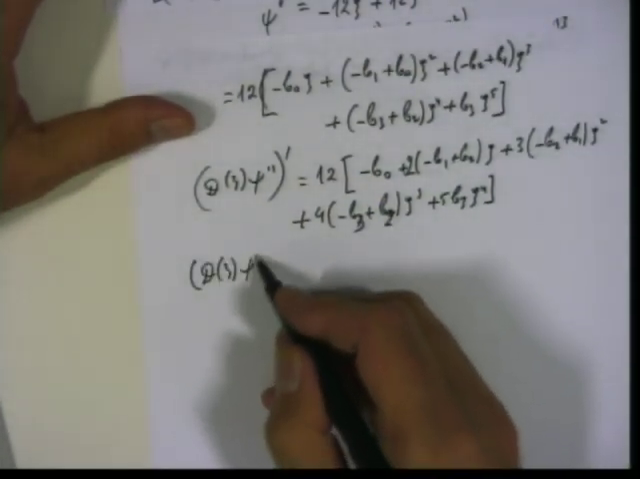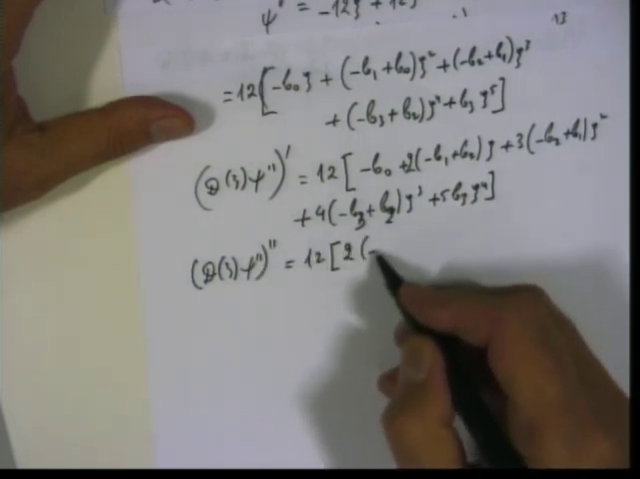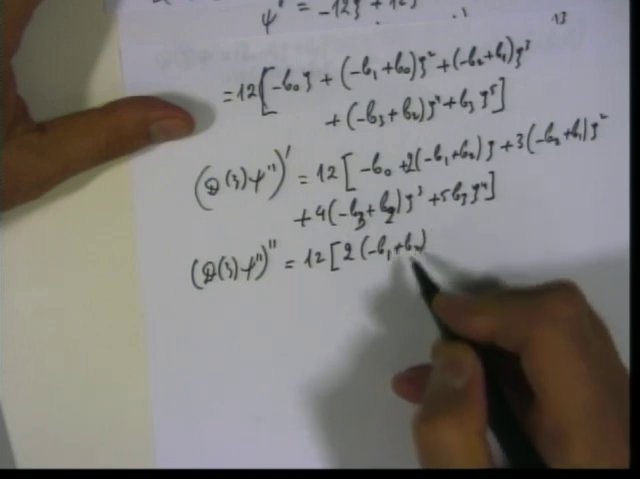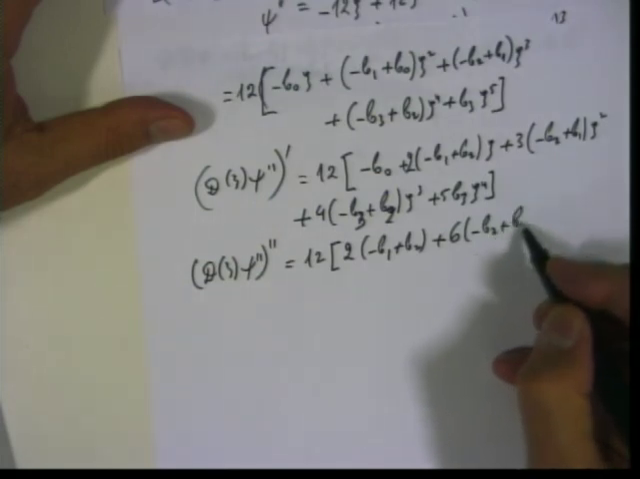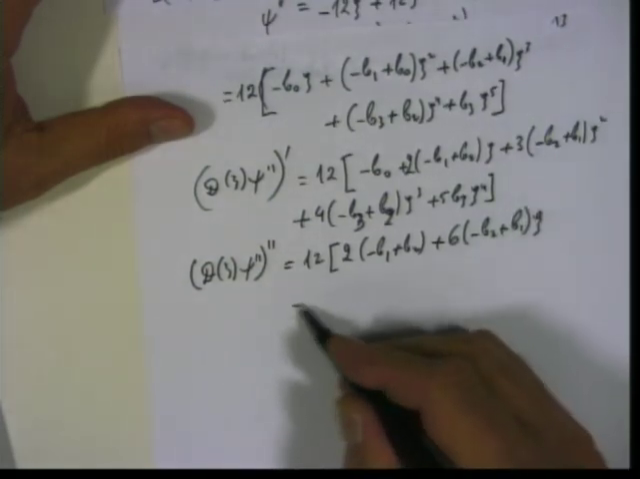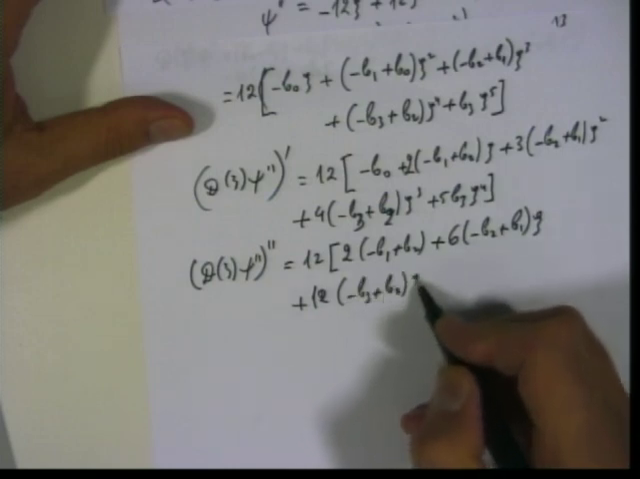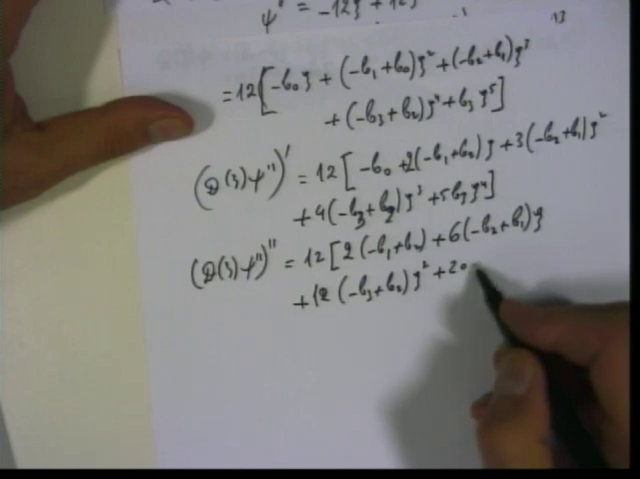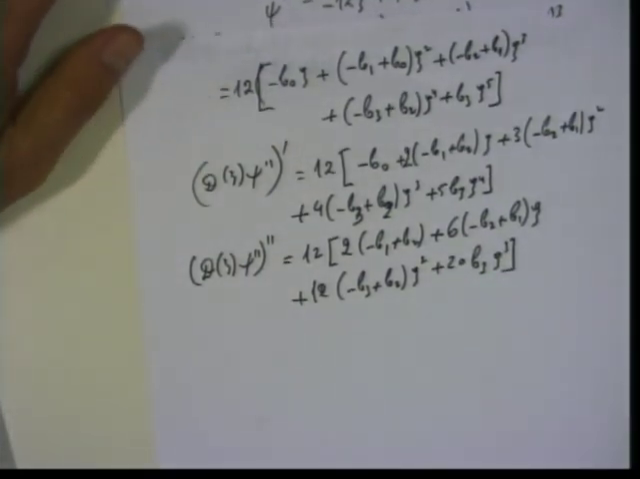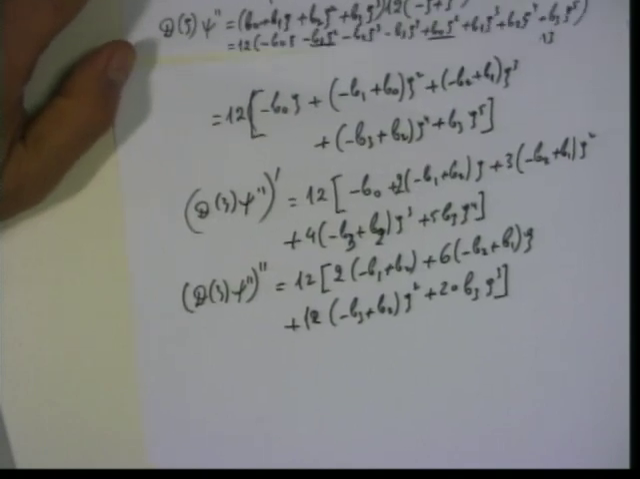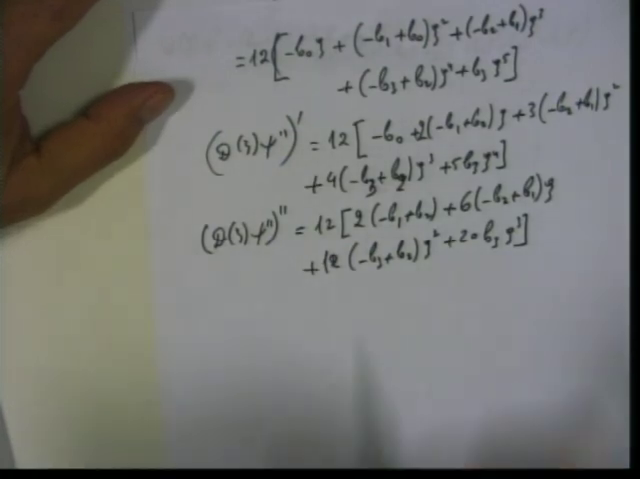Then I have to differentiate again. D of xi psi double derivative 12, 2 minus b1 plus b2 plus 6 minus b2 plus b1 xi plus 12 minus b3 plus b2 xi squared plus 20 b3 xi cubed. Now I have to add this with this guy.